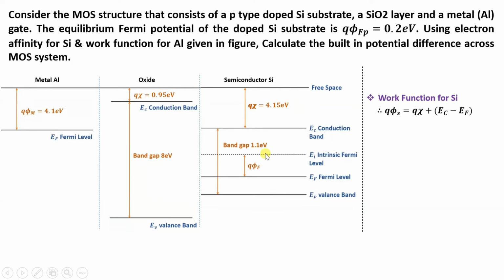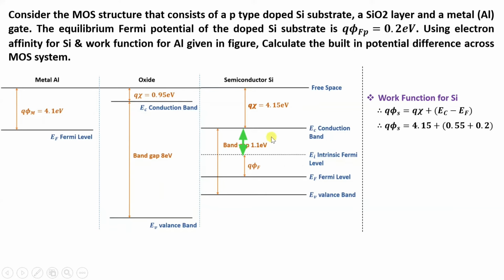So see, this is the intrinsic Fermi level. Now the intrinsic Fermi level will be exactly half of the band gap, right? Here we have been given the band gap, that is 1.1 electron volt. So half of that is 0.55, that is this much amount. So total work function is Q into psi, which is 4.15 electron volt, plus this much amount, 0.55 electron volt, plus Q of phi F for p-type substrate, that is 0.2 electron volt.